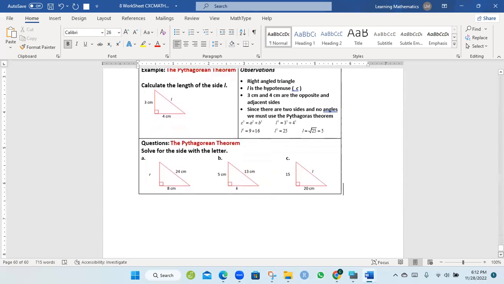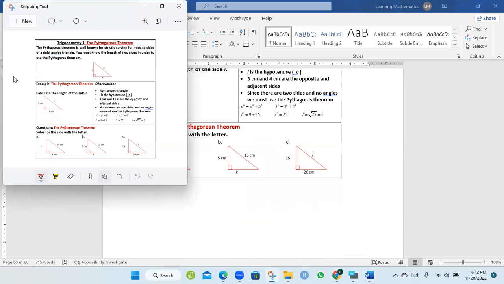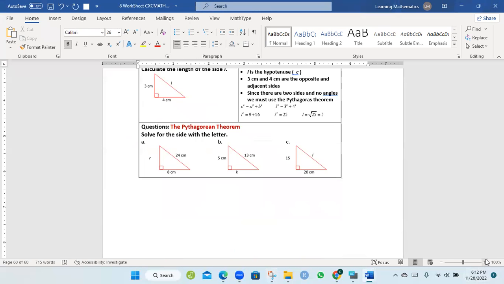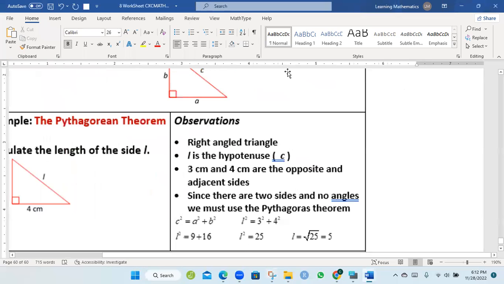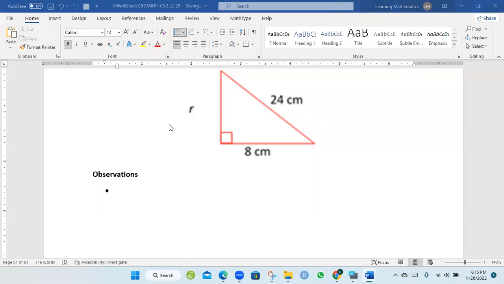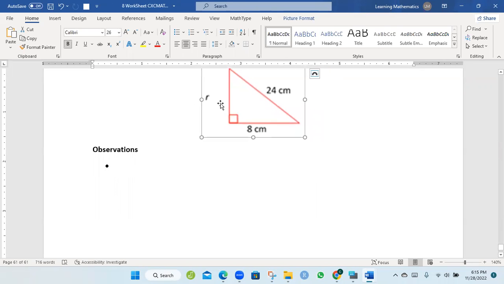So let's do an example here. Let's transfer this triangle. Before we just dive into solving the triangle, trying to solve for R, we need to list some observations to know which formula to use. So first, we can see it's a right-angled triangle. So we write that down. It's a right-angled triangle.